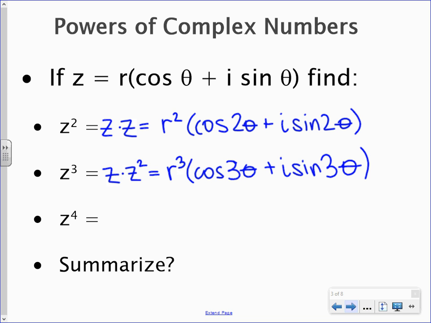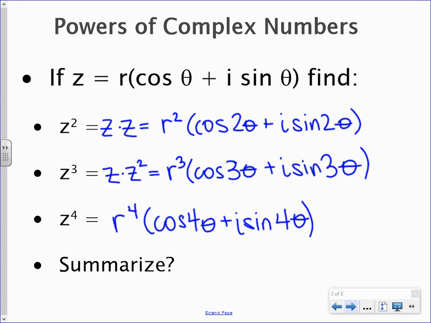Are we noticing a pattern? Yes. So let's take that pattern. If I'm taking z to the 4th, what's going to happen to my r value? It's going to go to the 4th power. And what's going to happen to my theta value? It's going to be 4 theta. Do you notice how the r value gets the power? And as we keep adding the thetas together, it's really just that theta getting multiplied by the power, right?